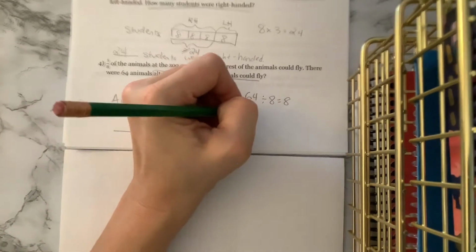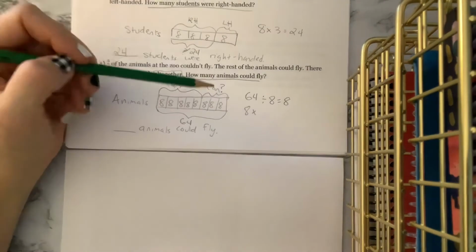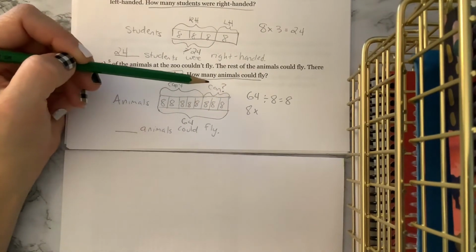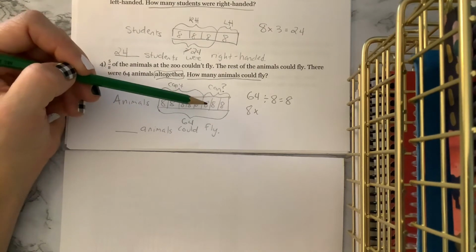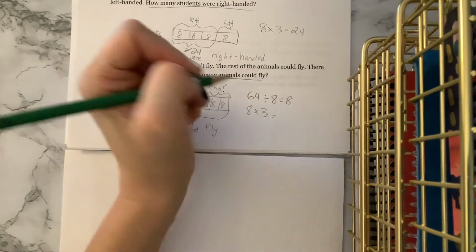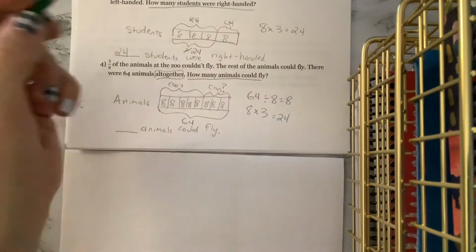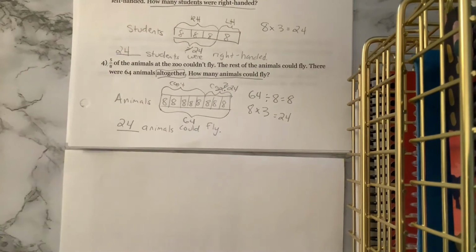Now we have a multiplication problem. 8 times what? We have to look to our question mark and let it tell us what we're multiplying by. What are we multiplying by here? That's right, we're multiplying by 3. 8 times 3 is 24, and guess what? That is our answer. 24 animals could fly.